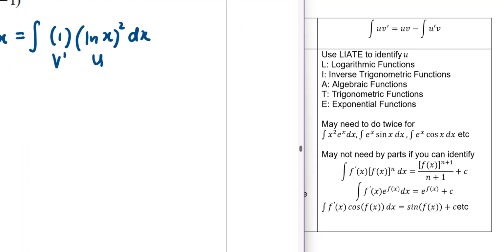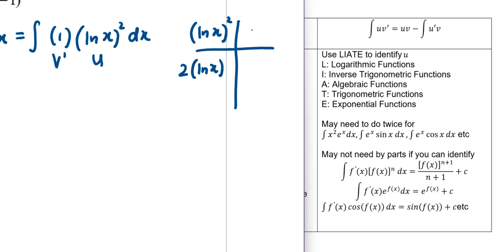Now I'm going to use my favorite cross method. Okay, (ln x) squared needs the chain rule. Power comes down, power decreases by 1. Remember to differentiate the inside. Okay, and if my v prime is 1, my v is going to be x. So I'm going to present it nicely.